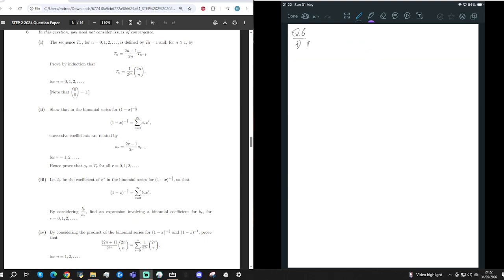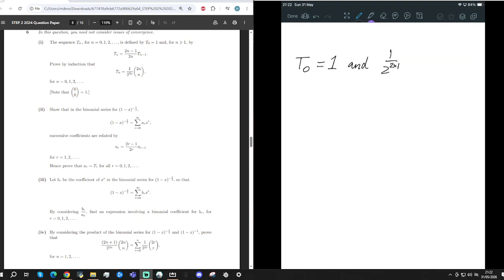Proof by induction is very much the same every time. First, we need to check the base case. And here we just need to be a tad careful. The base case starts at 0. So the base case T_0 is given to us by 1. And if we look at the relationship they've got, we've got 1 over 2 to the 2n.